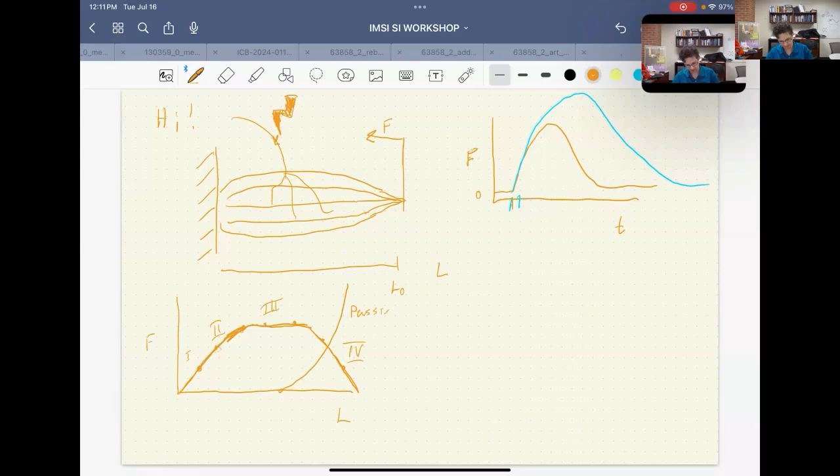Passive, active. And so the actual empirical curve that you might measure would look something like a combination of the two, which would look something like this.